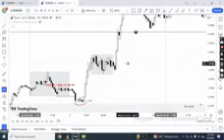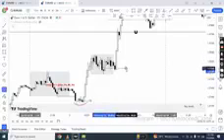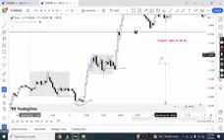Now, after a ranging profile, we all know that we can have two possible outcomes, which are either an expansion right away or a manipulation profile, right? So we're going to use the same logic to see what we are going to end up with at the end, right?